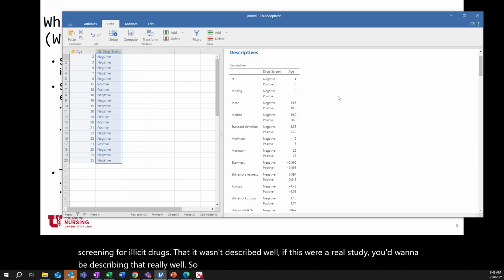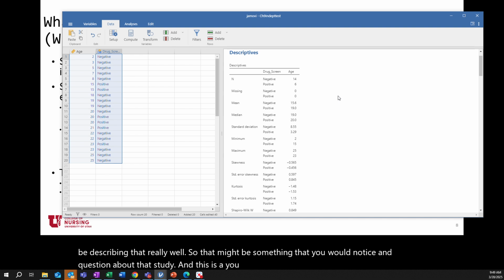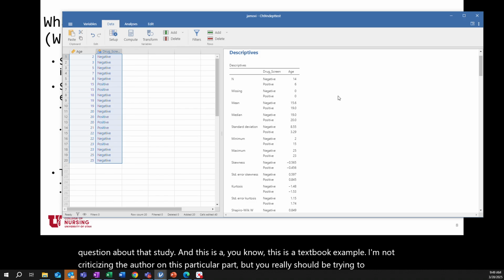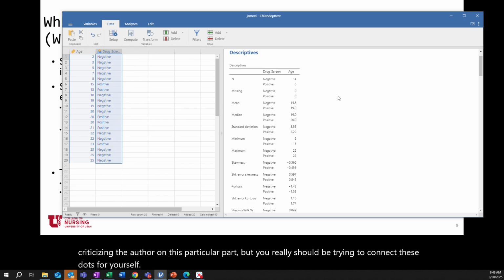So that might be something that you would notice and question about that study. And this is a textbook example. I'm not criticizing the author on this particular part, but you really should be trying to connect these dots for yourself. And so I really question that.